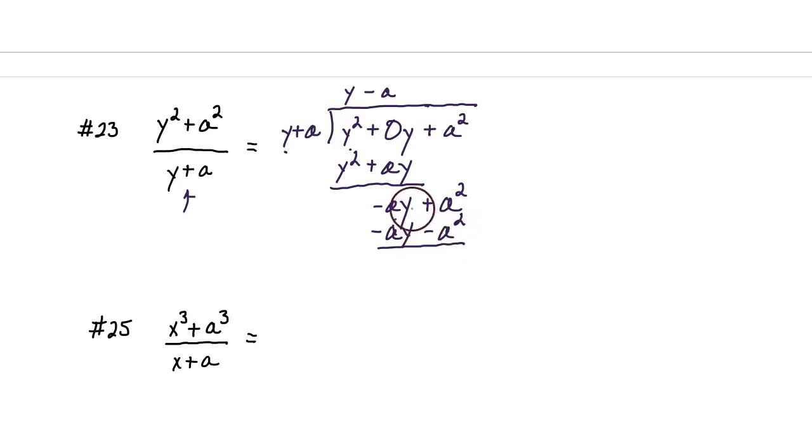Now subtract. These cancel away. A squared subtract negative a squared makes 2a squared. I cautioned you in the video about being very careful with the subtraction. This is positive 1 and we're subtracting negative 1. Use a calculator if you need to. A positive 1 subtract a negative 1 is a 2. This is our remainder. So our final answer is y minus a plus 2a squared over y plus a.